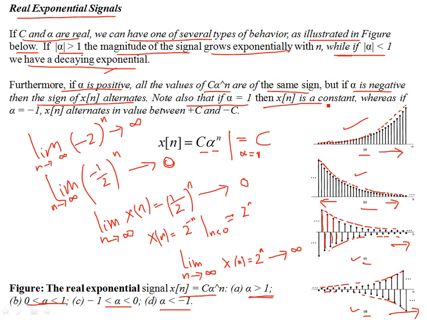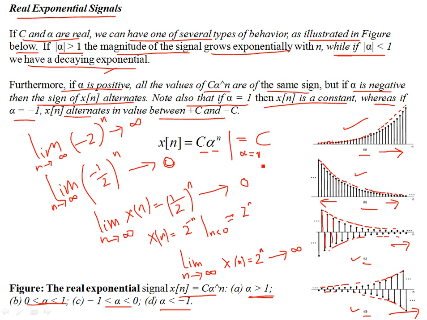So then x of n is a constant sequence, all the samples being C. Whereas if alpha is minus 1, then again it's a constant, but the constant is going to alternate. The magnitude of the samples is the same, it's C, but the phase is going to alternate 180 degrees. So x of n is going to alternate between plus minus C.